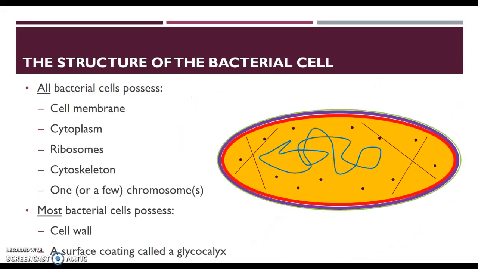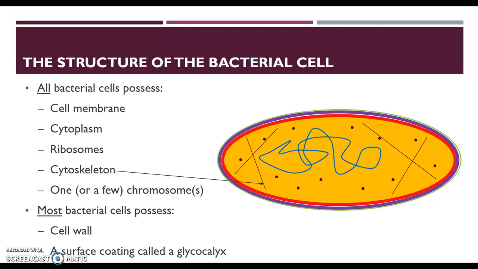So let's look at the structure of the bacterial cell. There are certain structures that are found in all bacterial cells. And the first of those is the cell membrane. You can see there in red. All bacteria also possess cytoplasm that's found internally where everything else is going to sort of float in this matrix. They also possess ribosomes, and ribosomes function in the production of proteins.